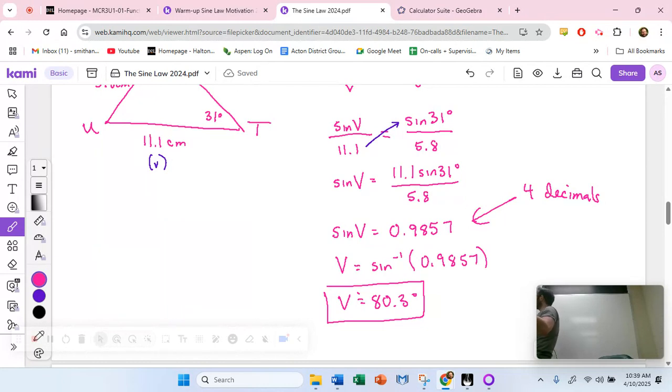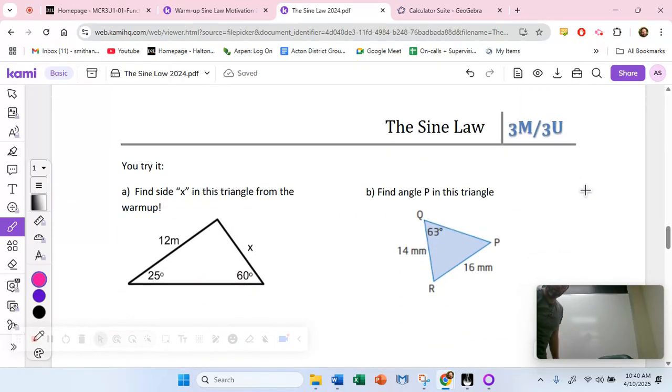All right, we're just doing a few more examples. I know the 2D people, you've done it before, but just bear with us for the 2P people, the first time using the sine law. So we'll do a few more things together.